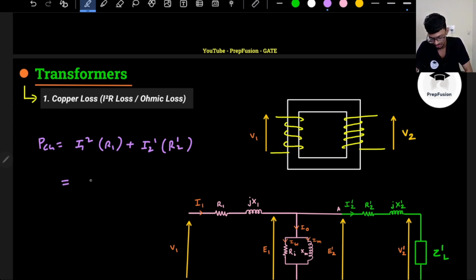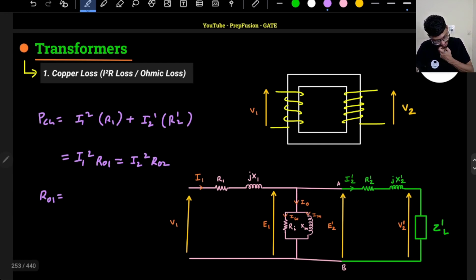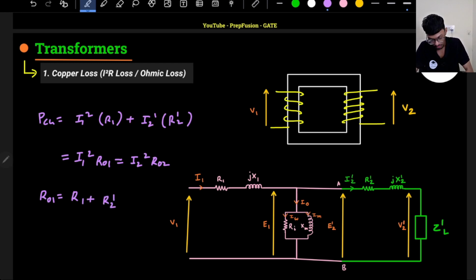If you remember, it was equal to I1 whole square RO1, or it is equal to I2 whole square RO2. And we had derived what RO1 is. I1 and I2 dash are the same, because they are in series. So RO1 is R1 plus R2 dash, referred to the primary, and RO2 is R1 dash plus R2. So the total loss remains the same whether you refer to the secondary or the primary; it does not matter.